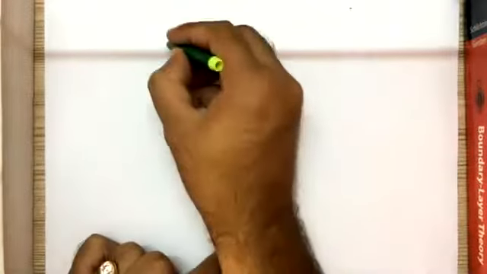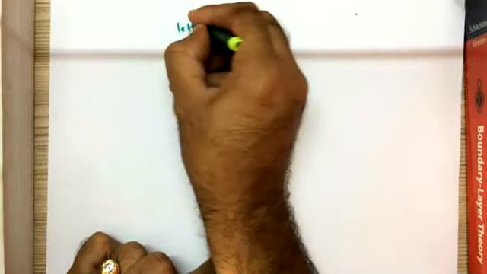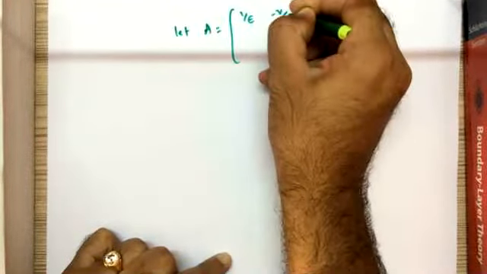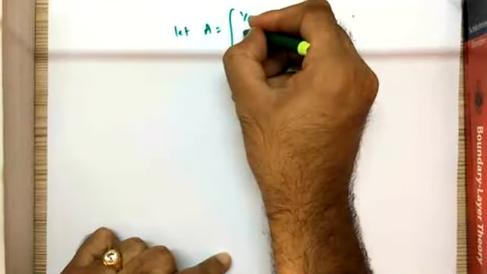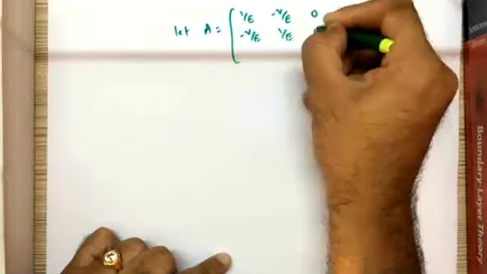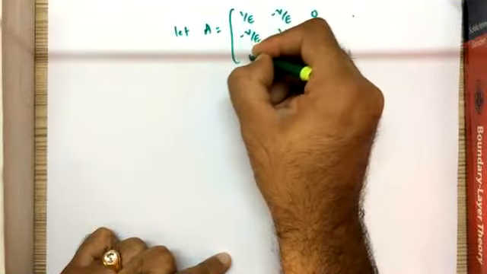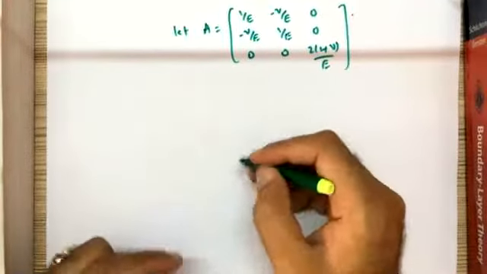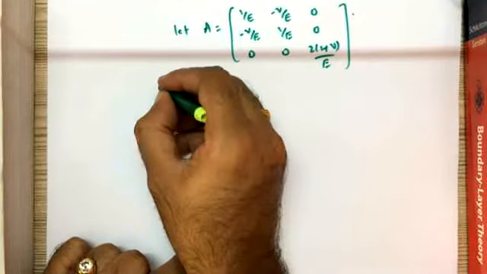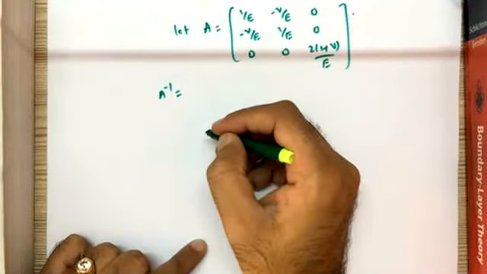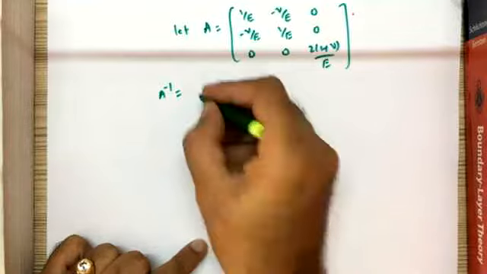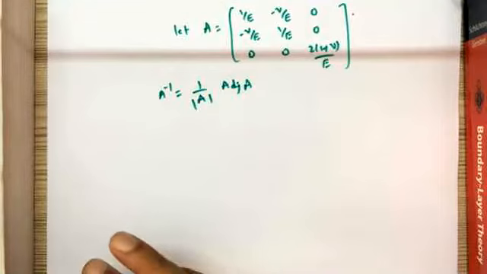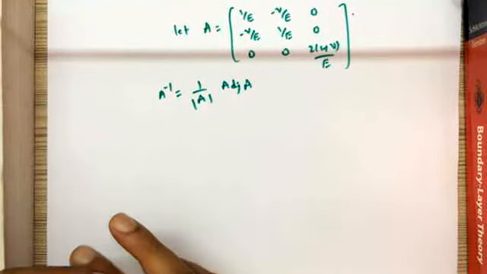Okay, so what is that? Let us first write the A matrix. A is equal to 1 by E, minus nu by E, 0; minus nu by E, 1 by E, 0; 0, 0, 2 into 1 plus nu by E. Am I right? Is this the matrix? Yes. So let us calculate the A inverse. We all know A inverse is 1 by det A into adjoint A. Right? 1 by det A into adjoint A. Now, what is det A?